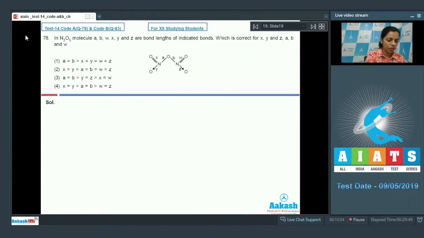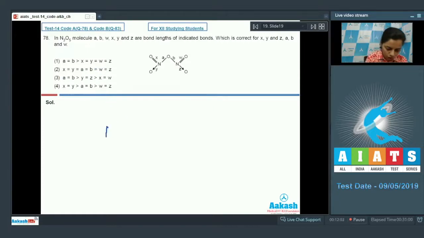After this, question number 78. In the N2O5 molecule, A, B, W, X, Y, and Z are the bond lengths of the indicated bonds. We have to look at the structure given here. The bond between nitrogen and oxygen is A, and nitrogen and oxygen at this side is B. Further, nitrogen and oxygen which are doubly bonded at this side have the bond lengths X and W respectively. And after that, here are the coordinate bonds Y and Z. And now, which is the correct relation for X, Y, Z, A, B and W? We need to just find out the relation between them.